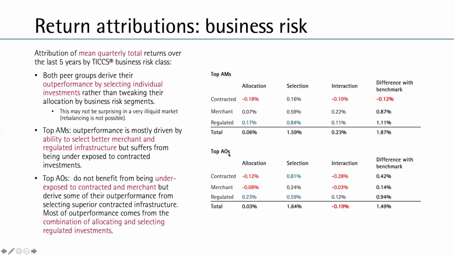Now moving on to the top asset owners portfolio, they do suffer from their underexposure to both contracted and merchant business models, and combined they have a negative 20 basis points effect. But they partially make it up by selecting better companies within contracted business models especially, which leads to 80 basis points of outperformance. A significant proportion of the outperformance also comes from regulated assets, both by allocation as well as by selection.